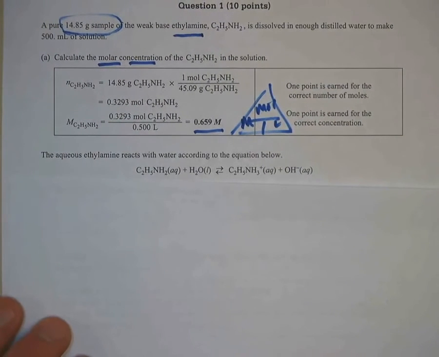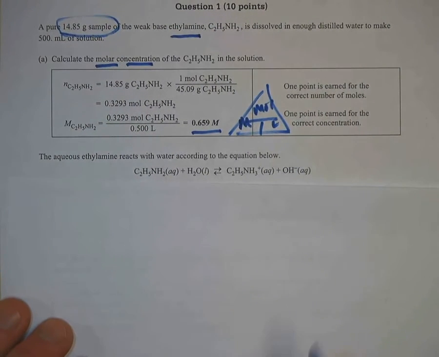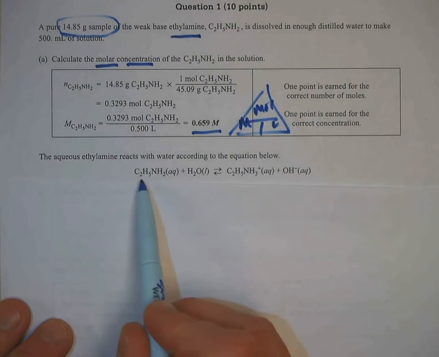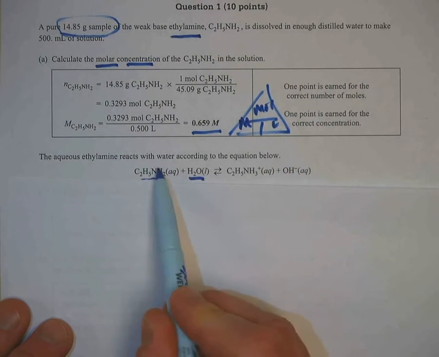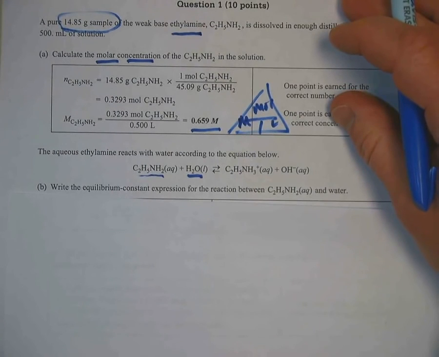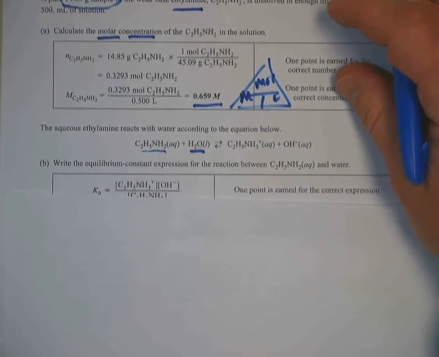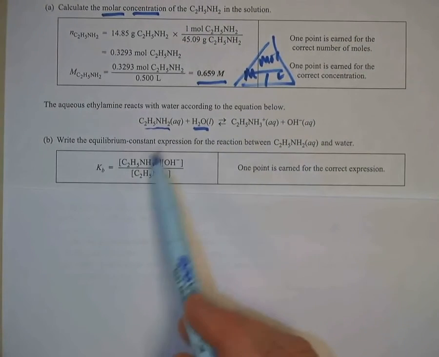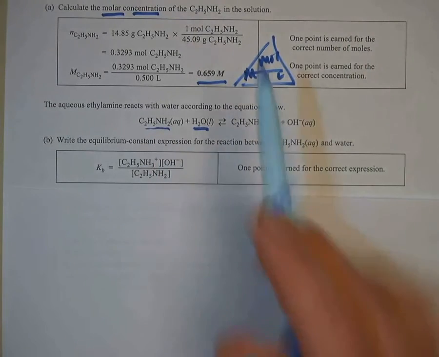Next one, aqueous ethylamine. Now they give you the equation, which makes it a little easier. So they tell you what the products are. And notice it's acting as a base. It's pulling a hydrogen away from water. Write the equilibrium constant expression. Products divided by reactant. Ignore the water. Products, reactant, okay?